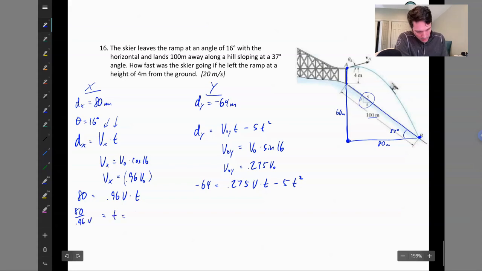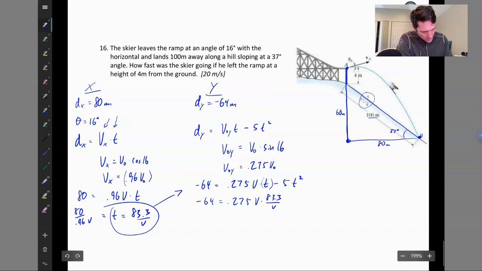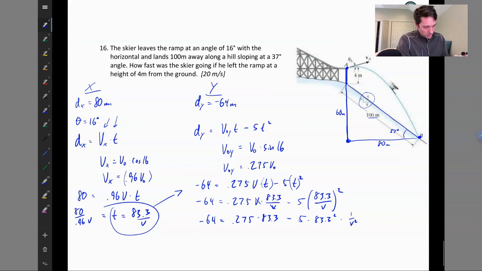So that gives me 83.3 over v. That is my expression for t. I'm going to sub that in over here. Negative 64 equals 0.275 v times t, which is 83.3 over v, minus 5 times 83.3 over v, quantity squared. Now I'll expand that. I've got negative 64 equals, the v's cancel, 0.275 times 83.3 minus 5 times 83.3 squared times 1 over v squared. So this is actually getting a little bit simpler. I only have one variable in this entire expression.